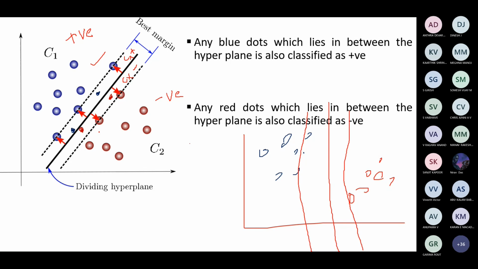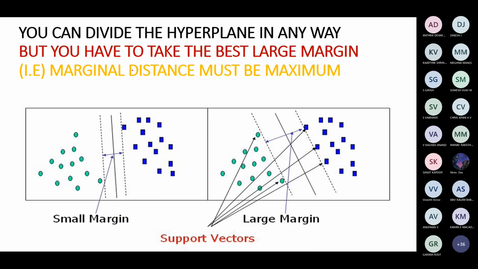I can draw a hyperplane something like this also and divide. But my aim is to take the best possible margin, that is, the maximum width. I will consider that particular hyperplane. If I draw a straight line like this and a straight line like this, I will get a small margin. Here I will get a large margin.